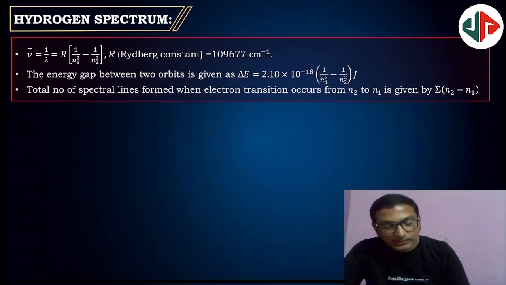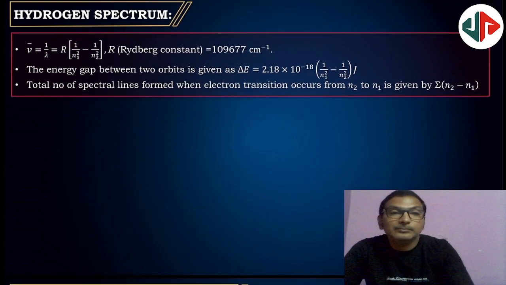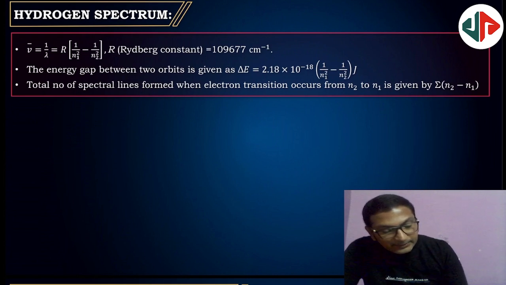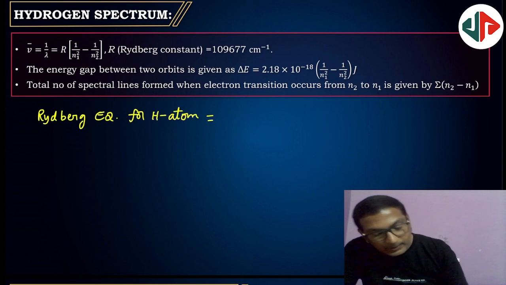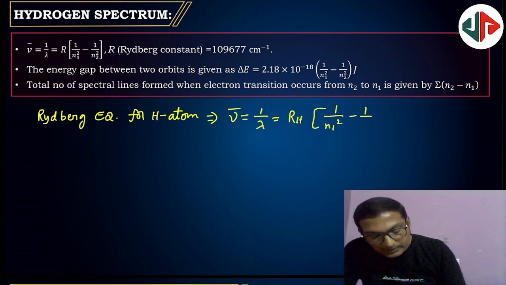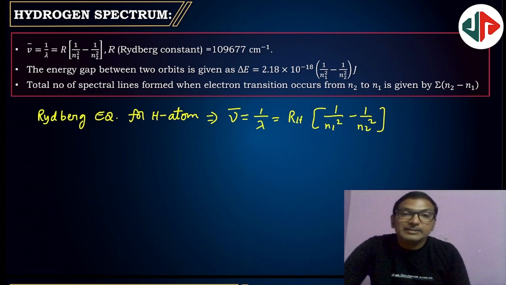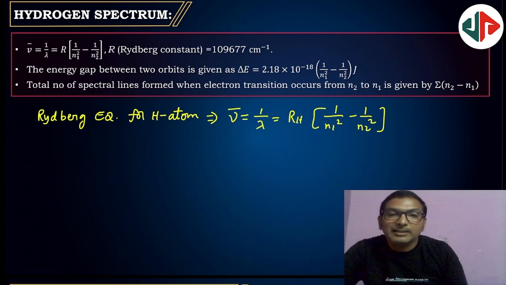Next, which is most important topic, hydrogen spectrum. So Rydberg equation for hydrogen atom: nu bar equal to 1 by lambda equal to RH into 1 by N1 square minus 1 by N2 square. This is for hydrogen atom. RH is Rydberg constant for hydrogen.